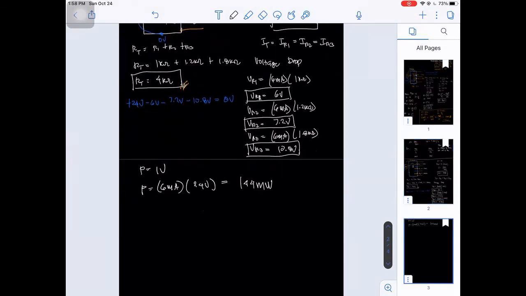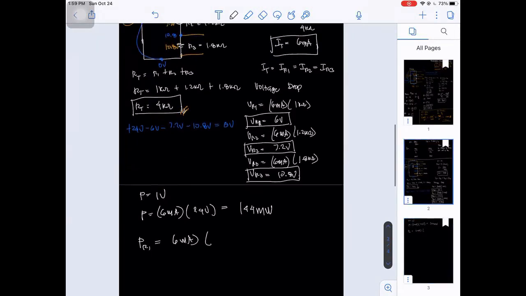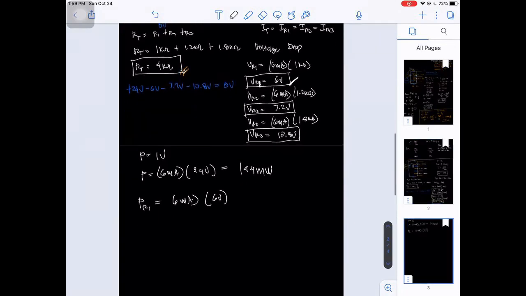Now let us compute for the power absorbed by resistor 1, PR1. So we have 6 milliampere. We will still use this equation: current times the voltage drop across resistor 1. The voltage drop across resistor 1, VR1, is equivalent to 6 volts. So this is equivalent to 6 times 6, that is 36 milliwatts. So 36 milliwatts.